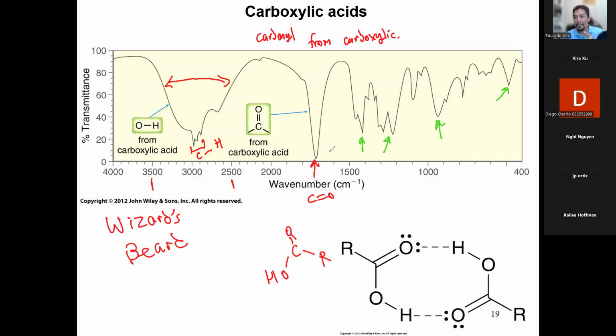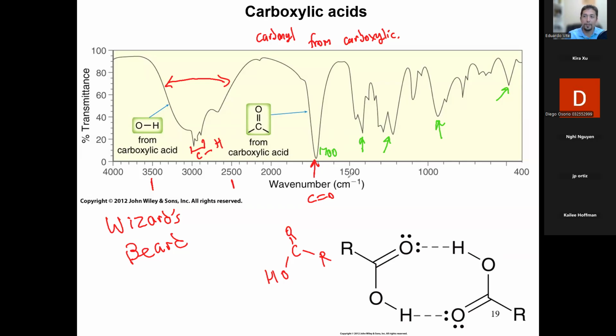So again, don't panic when you see this and start freaking out because of all the peaks. Don't start randomly guessing. If you know to look for the beard and the carbonyl, you know you have a carboxylic acid. It's that simple. And you know these characteristic stretches, right? Again, from 2500 to 3500, wizard's beard, and carbonyls are always around 1700.